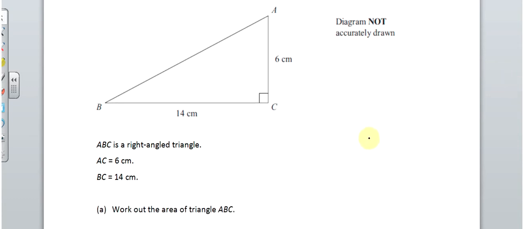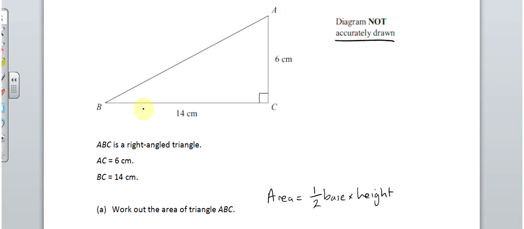Now, we're told it's not accurately drawn, so don't bother measuring. Work out the area of the triangle ABC. So ABC, notice it's just telling you the letters around the triangle. So the area of a triangle is equal to a half base times height.